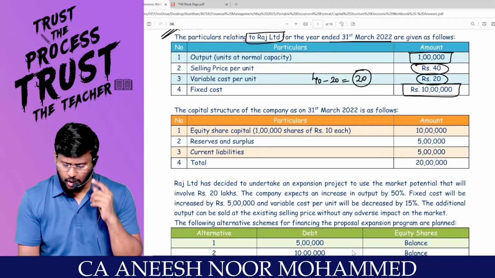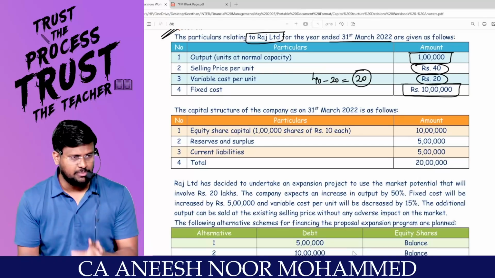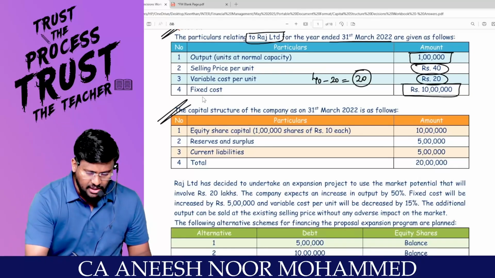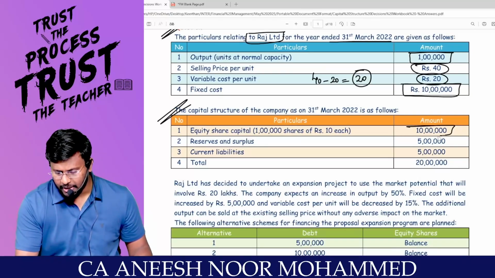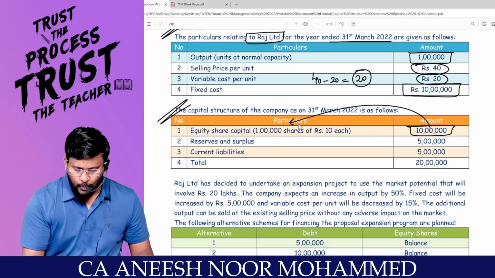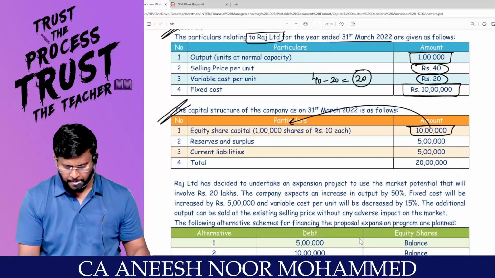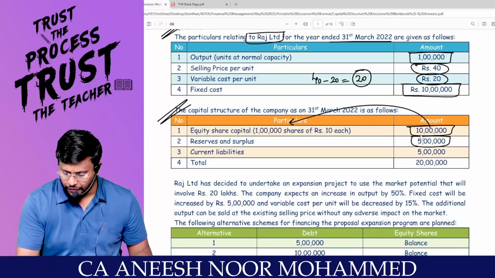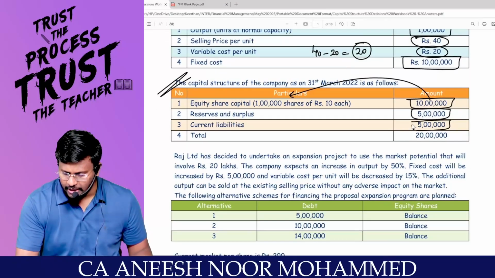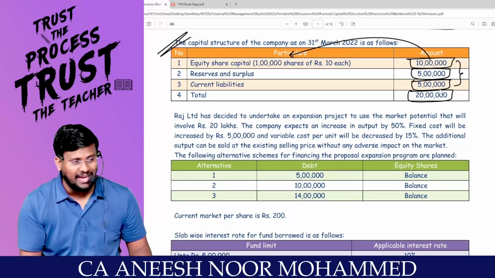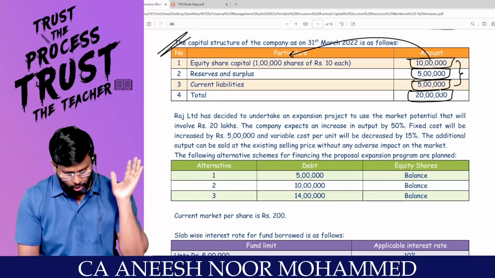Capital structure of the company as at 31st March. That means an already existing company, man. Equity share capital total 10 lakh, with 1 lakh equity shares of 10 each. They have reserves and surplus of 5 lakh. They have current liabilities of 5 lakh. Total comes to 20 lakhs. So 20 lakh is the existing capital employed.